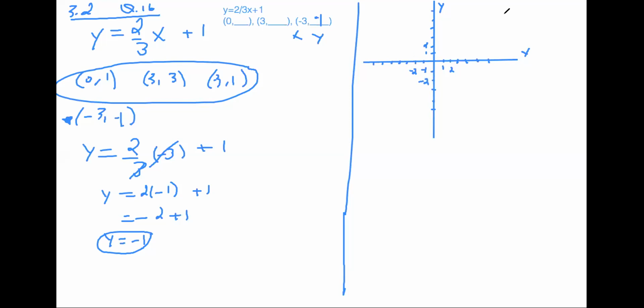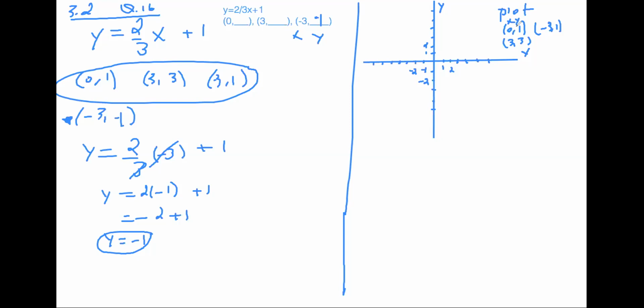Then we're just going to plot all these points. Each one of these pairs is a point, so 0, 1. Then 3, 3. And -3 and -1. Let's start with the first one. So again, the first value is x. The second value is the y. So let's plot 0 and 1. Always start from the x on this axis, the horizontal one. So 0 will be in the center.